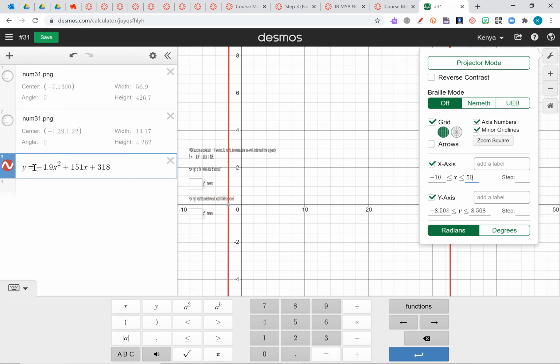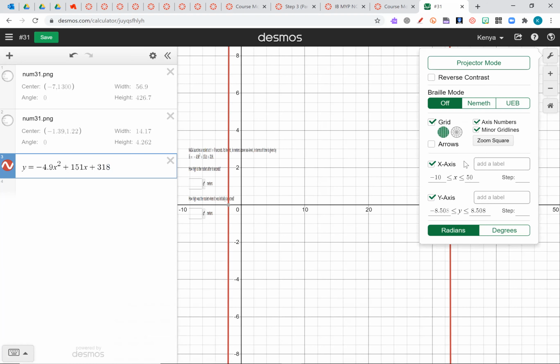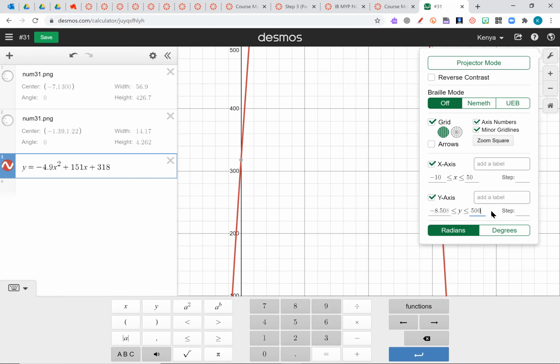When I look at my function in standard form, my y-intercept, which is 318, is the constant term, the last value. That's when x is going to be equal to 0, or my initial height. So if you look at my graph, I'm at 4, and I need to get closer to 318. So I'm going to change my y values to a number that's bigger than 318. So let's go ahead with 500. That helps. I can definitely see where it's crossing the y-axis, okay?